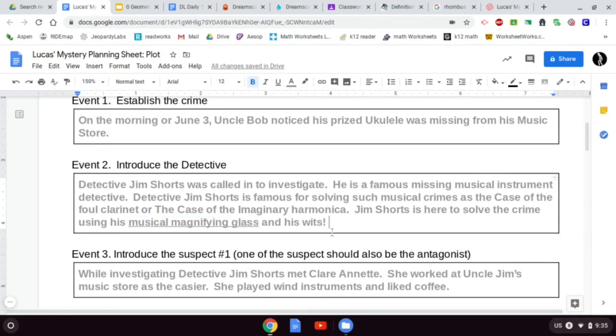This is a plot device called Chekhov's gun. This is a very complicated plot device. This is a rule in writing quality narrative fiction texts. You would not include anything that does not push the plot forward. So, I have a musical magnifying glass. If I don't use it in the story to somehow solve the case, I shouldn't have it in there. Let's make sure that I use it as I go forward. And if I don't, I'm going to come back and remove it. Don't include anything that doesn't pertain directly to the plot.